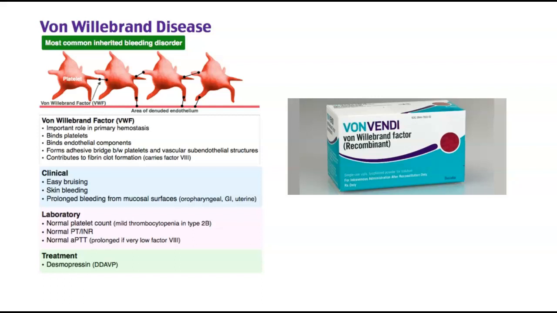Treatment here is desmopressin. That's first line. If that doesn't work, they do have a von Willebrand factor, which is actually second line. So if you see these, I just want you to understand von Willebrand, they're bleeders, right? You have to treat them as potential bleeders.